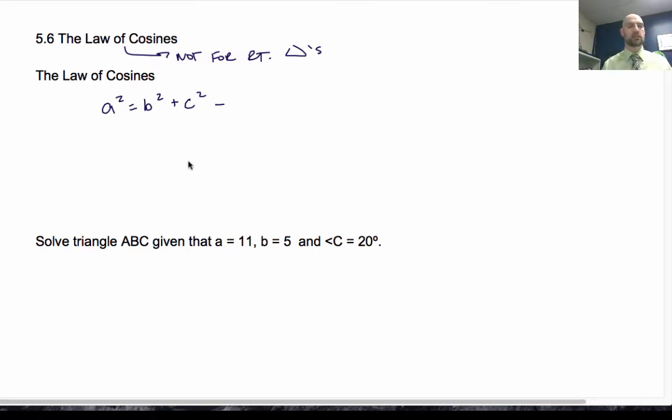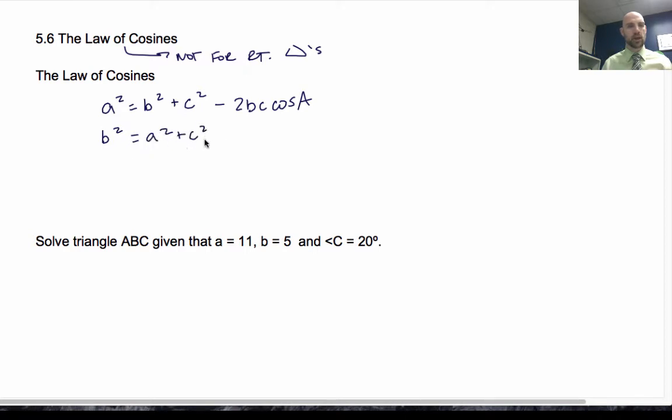So the first variation, there's going to be three. The first variation is a squared equals b squared plus c squared minus 2 times b times c times the cosine of A. And a good way to remember this is the A side and the angle. So when you lead with the A side, then you're going to do the cosine of A. So you're going to see a pattern here.